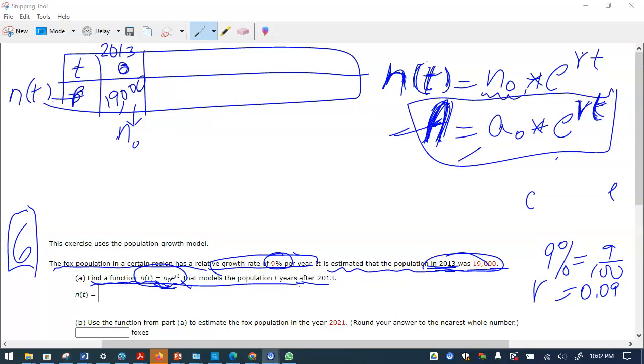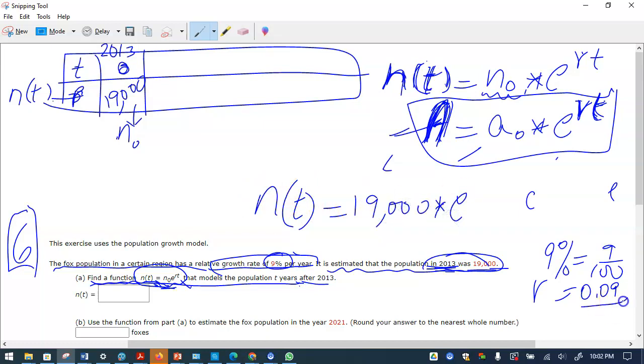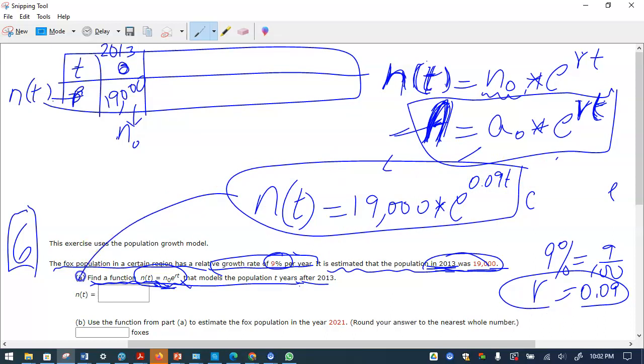So all you do is N(t) equals N naught, which is 19,000, times e raised to r, and r is 0.09, and t. So that's the first answer. This goes for the first question. That means we have modeled the fox population into an exponential function.